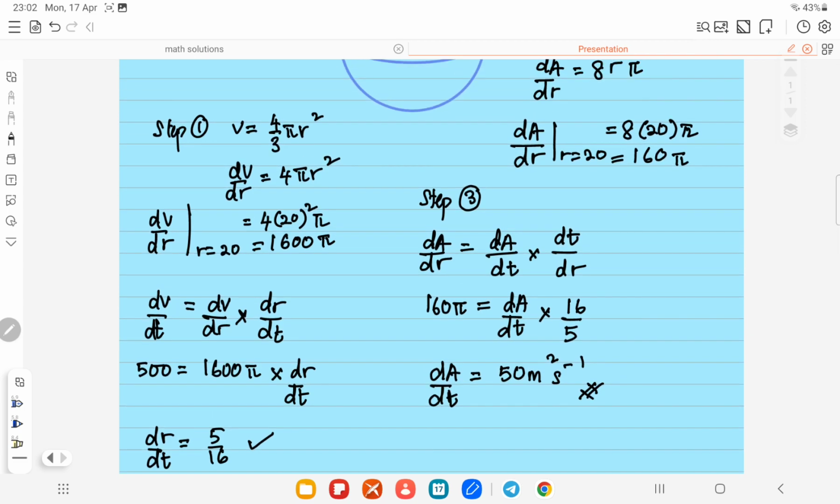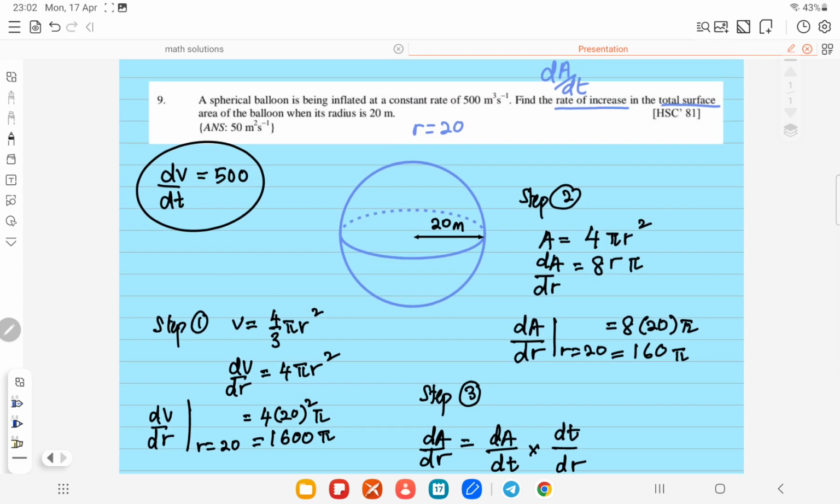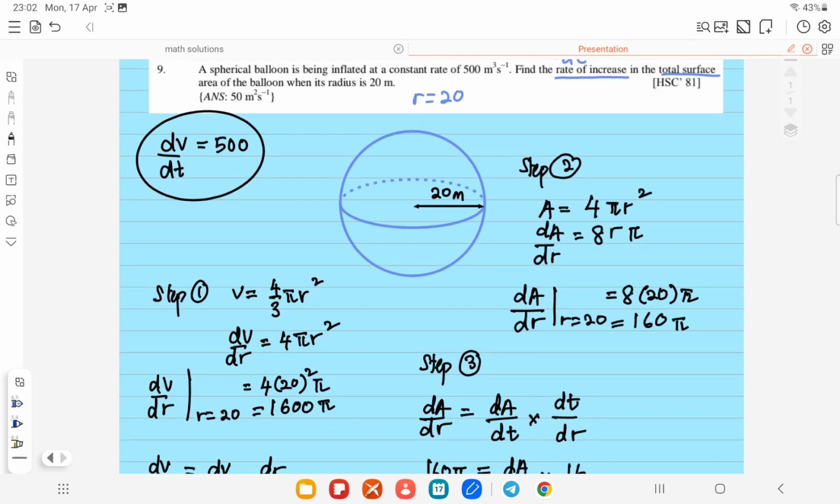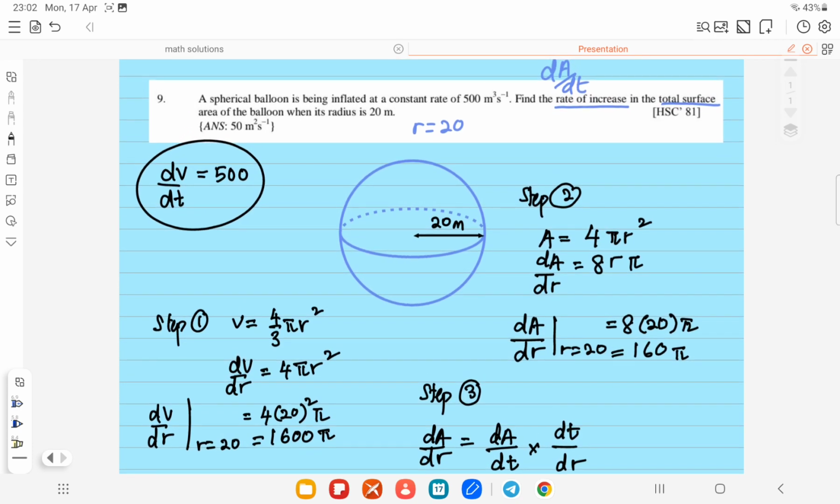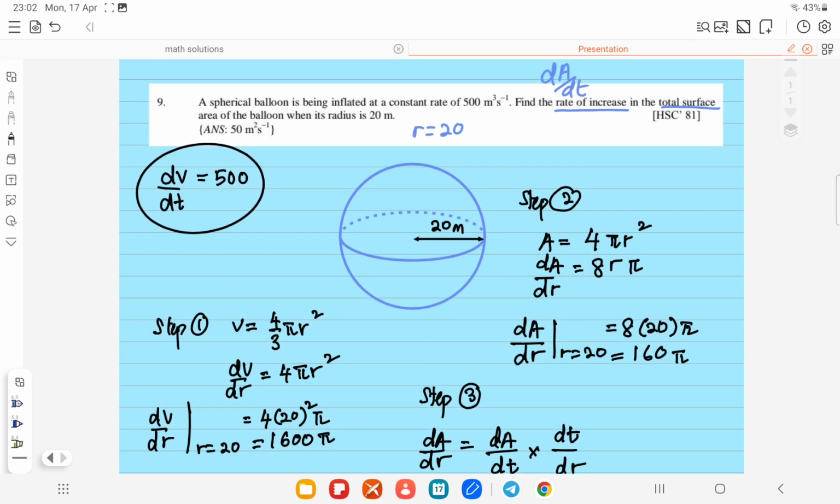That's all from me. This is how we solve the question on rate of change. Especially for the topic of rate of change, you have to read the question carefully, try to extract the information given, and then do it step by step. This kind of question contributes many marks, sometimes 7 to 8 marks for each question.